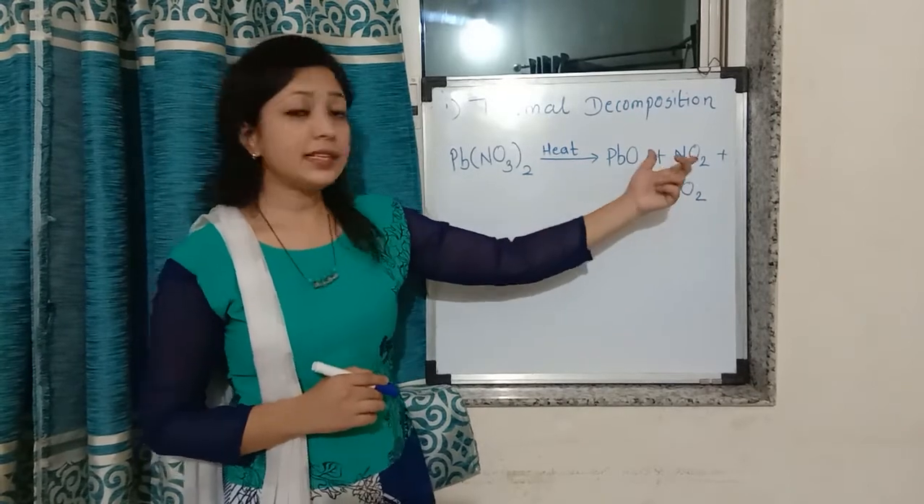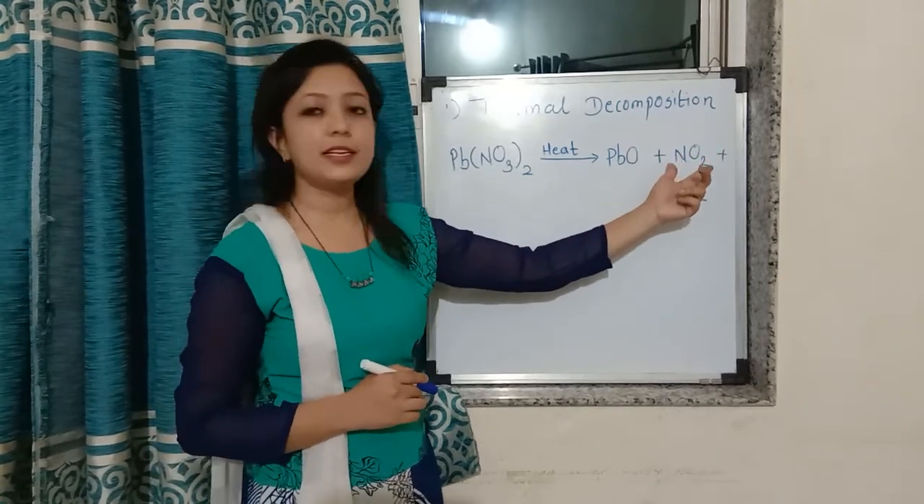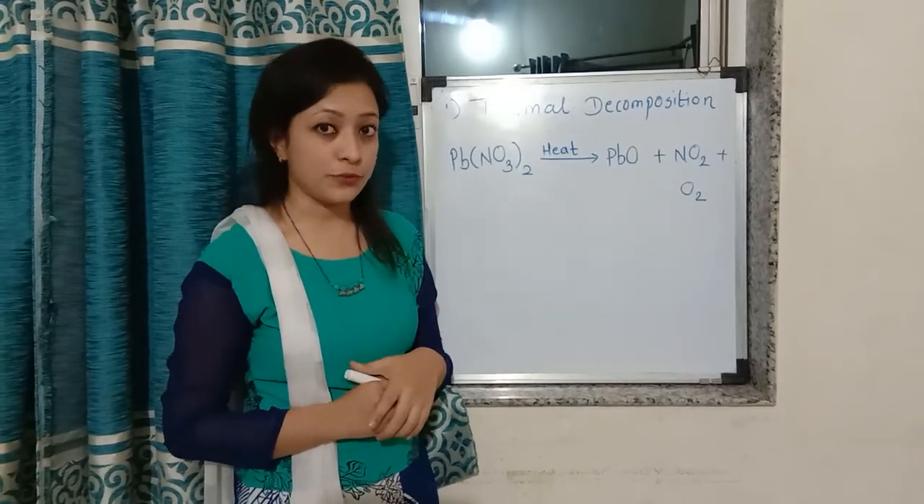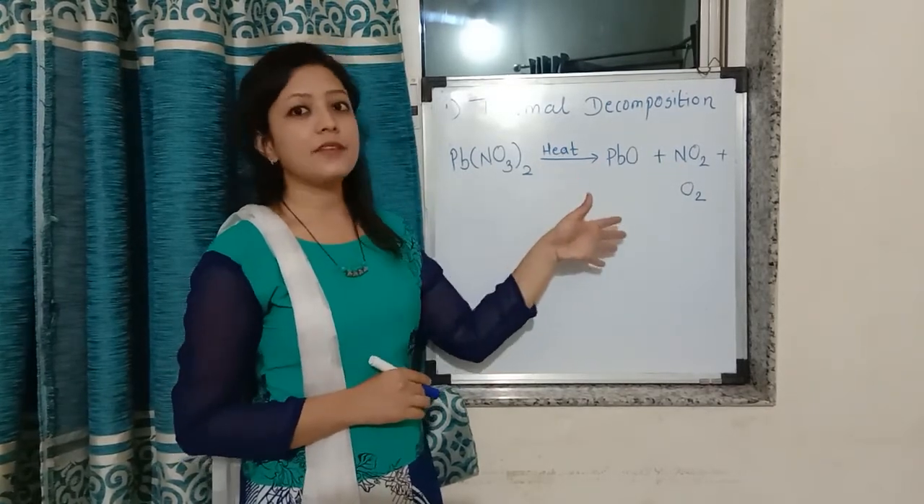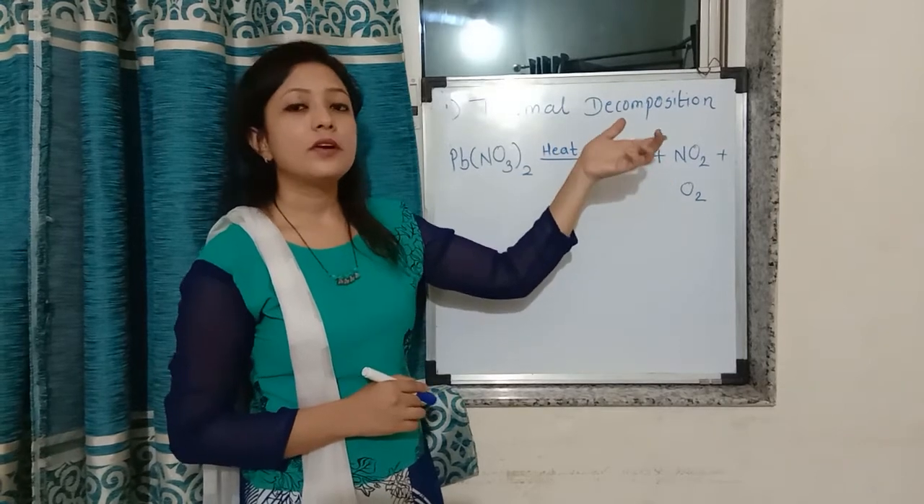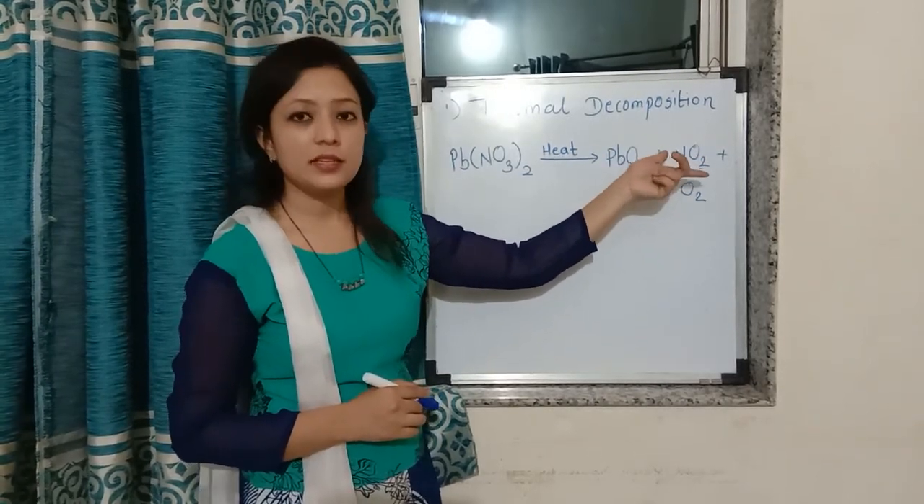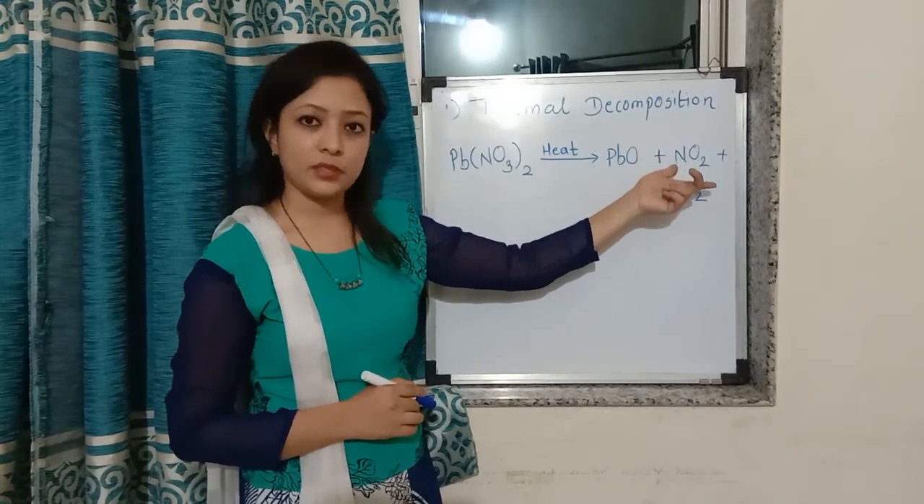Now in this type of reaction, there are certain properties of nitrogen dioxide gas. This gas evolves with brown fumes. So if the question is asked, which gas is evolved with brown fumes, there you can write the answer, that is nitrogen dioxide. This gas evolved with brown fumes.